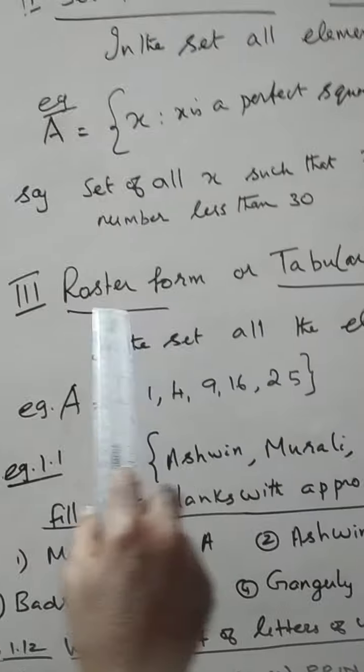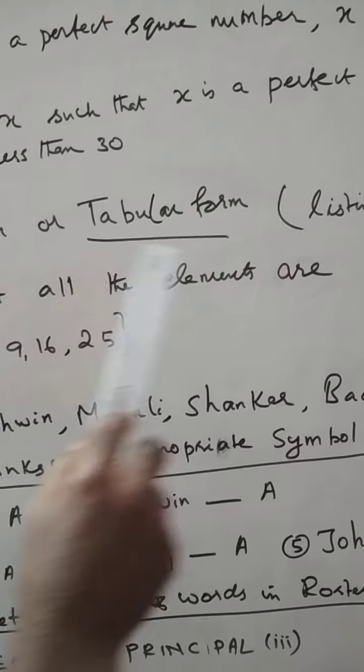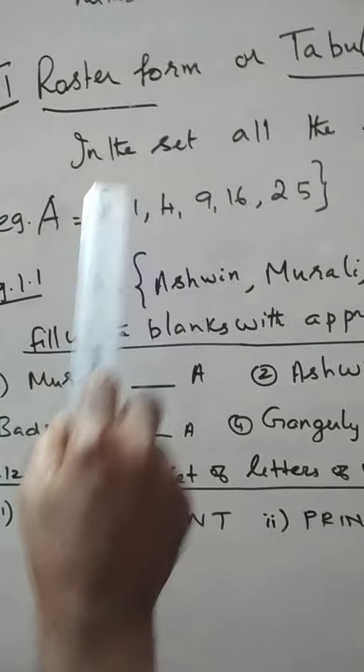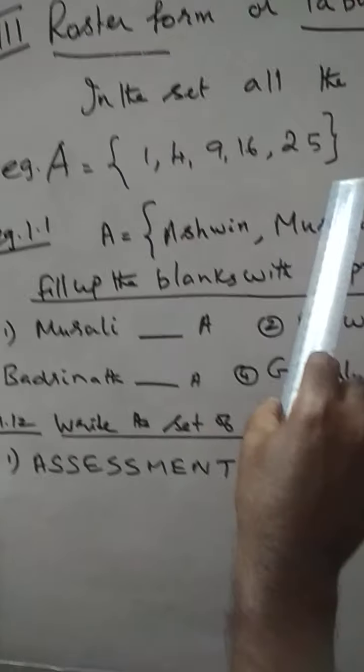Then the third method, roster form or tabular form. Here we have to list all the elements. In the roster form, all elements are listed in the set. A equal to 1, 4, 9, 16, 25. We write all the elements. Example, see here, A1.